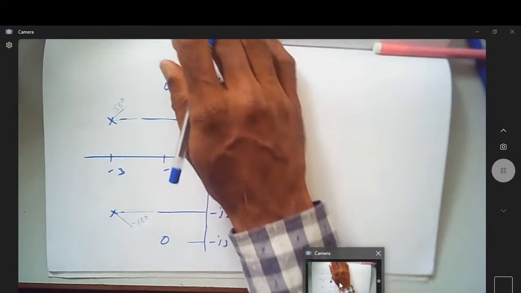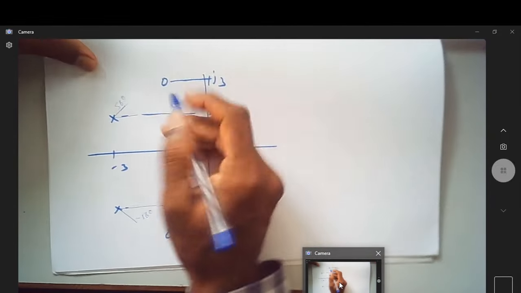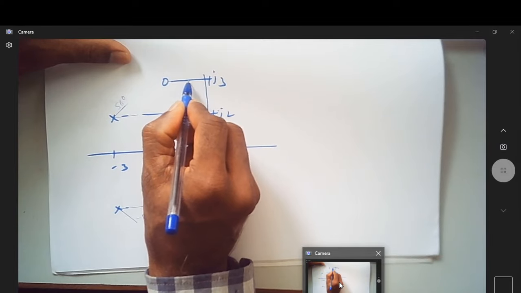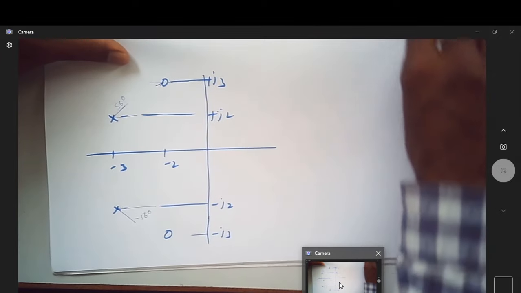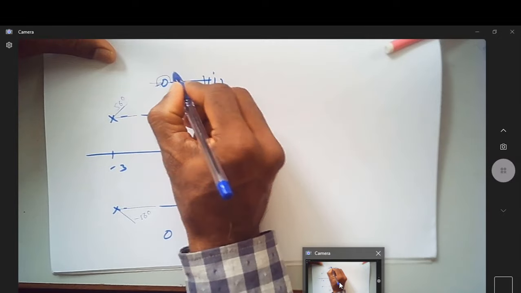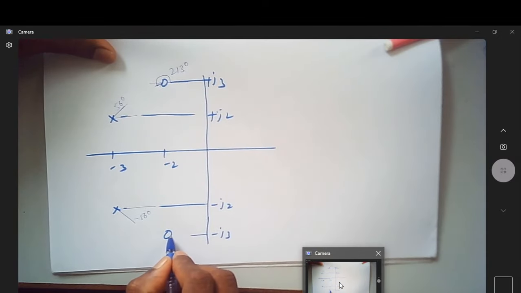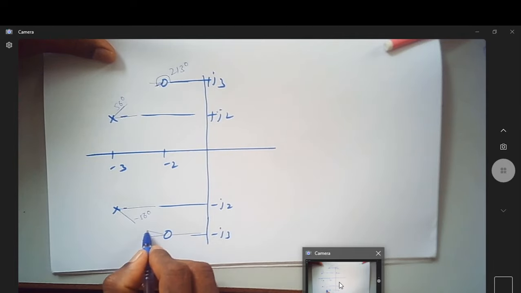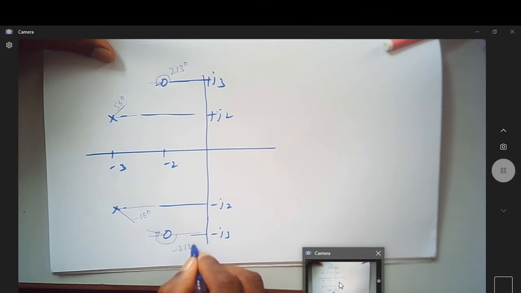And what is the angle of arrival? The angle of arrival is 213 degrees. So 213 degrees comes somewhere here. This is 0, this is 180, and 213 is from here another 23 degrees. So this is somewhere here. For this zero, it happens to be minus 213 degrees. So minus 213 comes somewhere here.